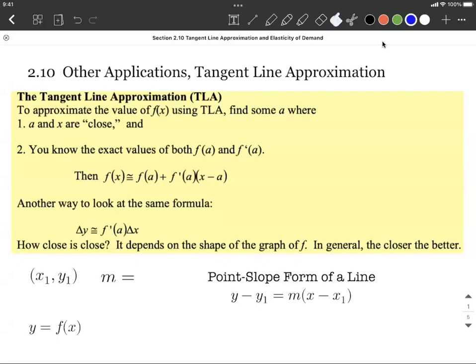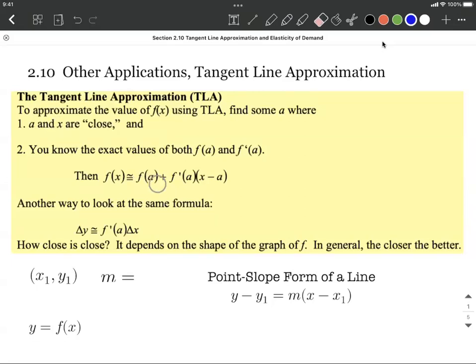In 210, let's think about tangent line approximation. When we're doing an approximation using tangent lines, we want to have some value a that's really close to the one that we really care about. Typically we pick this so it's a nice number, so when we do our computations it's going to work out pretty nicely. But we want it as close as we can to the one we really care about, whatever that value happens to be.